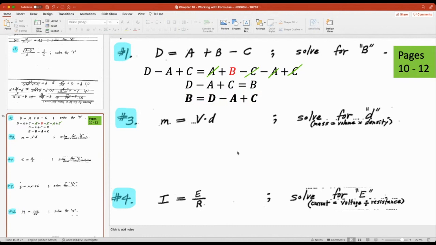So that's that question. With any of these formulas, you have the potential to solve for any of the variables. So in this question, D is already isolated, but I could ask you to isolate for A, B, or C, and you could just repeat this kind of process.